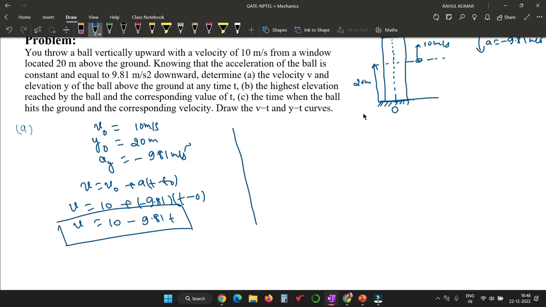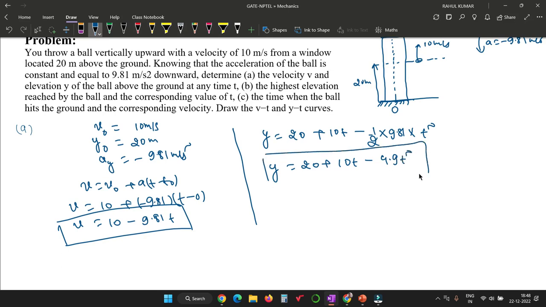And the second problem is the elevation y of the ball above the ground. So we will apply the third equation. The third equation is y minus y naught, where y naught is 20 meters, equals v naught t, so 10 t, minus 1 by 2 into 9.81 into t square. So y equals 20 plus 10 t minus 4.9 t square. This is the displacement versus time equation.